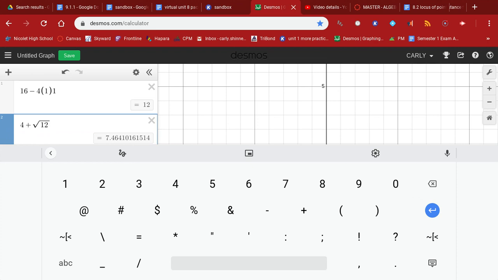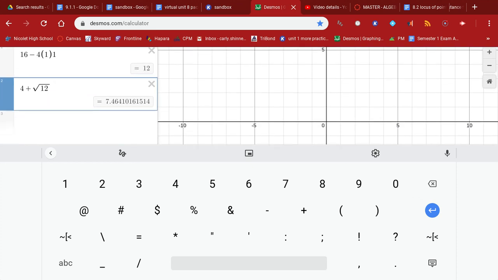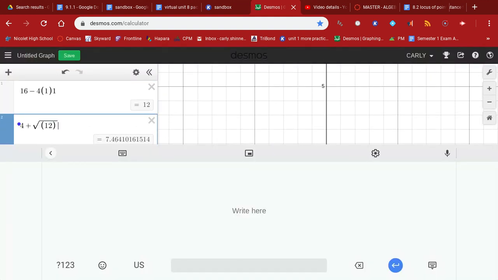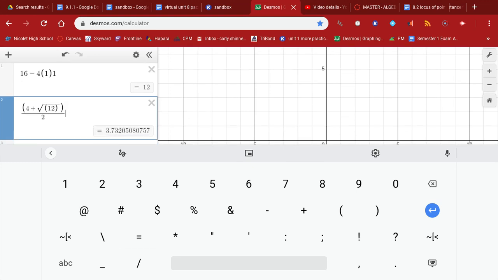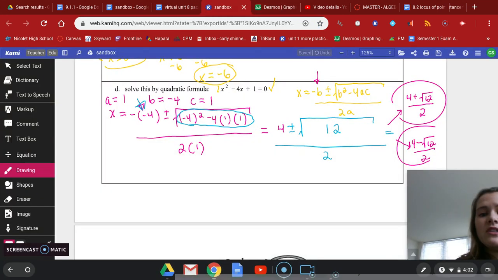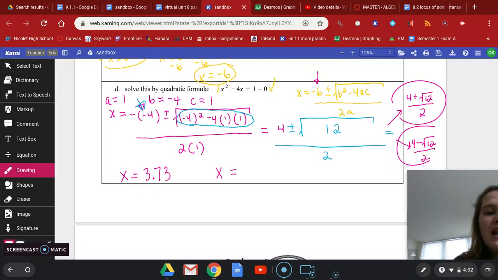Now that's the numerator, and now we're going to take that and make sure it's in parentheses because I want to take that whole thing and I want to divide it by 2. Okay, oops, I don't want that outside. I want that outside. Okay, divided by 2 gives me 3.73, okay? So my first x is positive 3.73, and now I'm gonna get my second x.